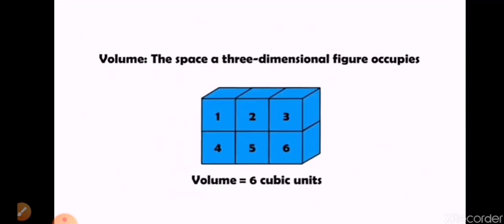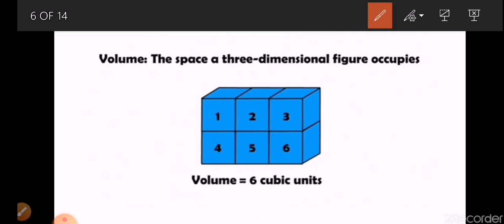Let's see another example. On this shape, can you tell me what the volume of it is? Can you guess? Yes, what do you have to do? Just count how many cubic units you have. 1, 2, 3, 4, 5, 6. So simply it's 6 cubic units. Here why did I say units? Because they did not mention what the unit is. Is it feet? Is it centimeter? They did not mention it, so I said cubic units.